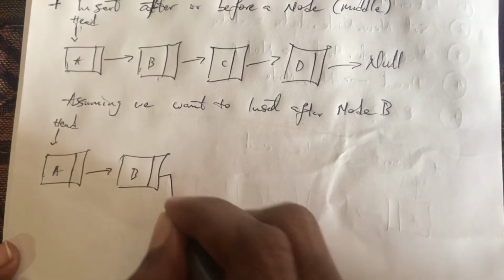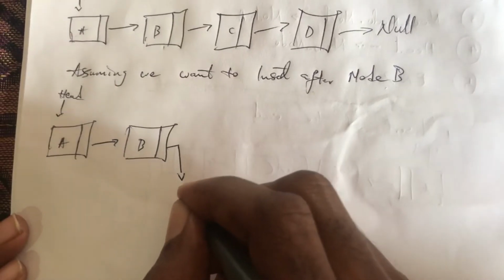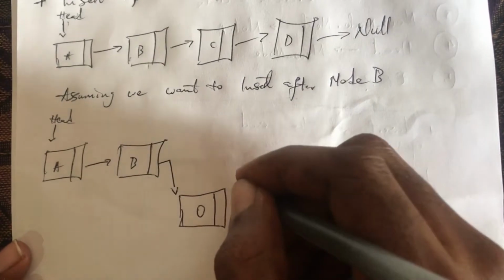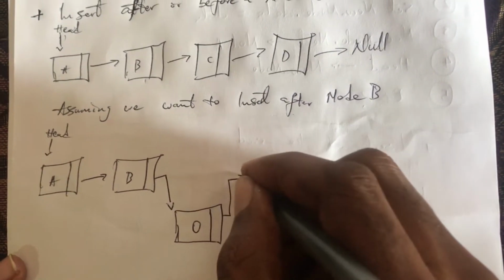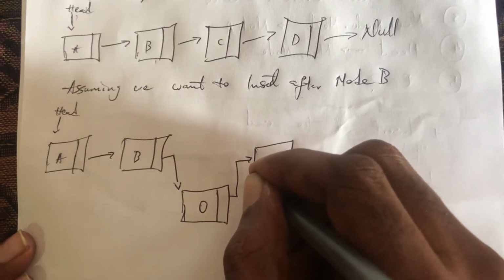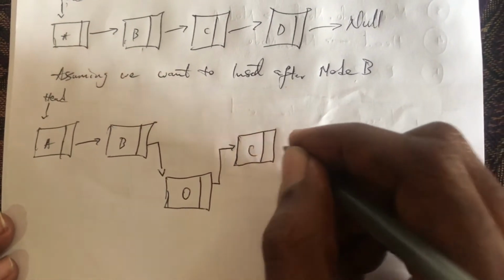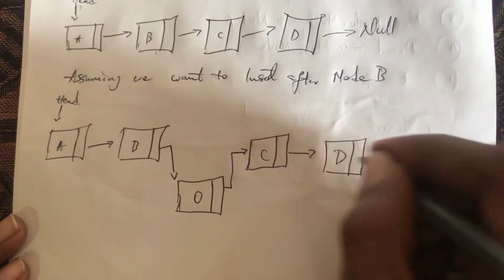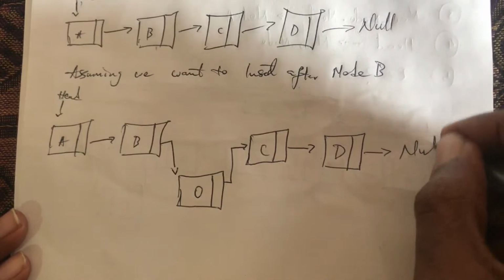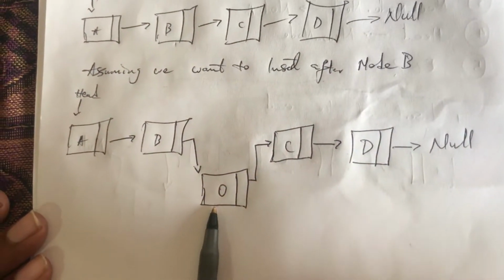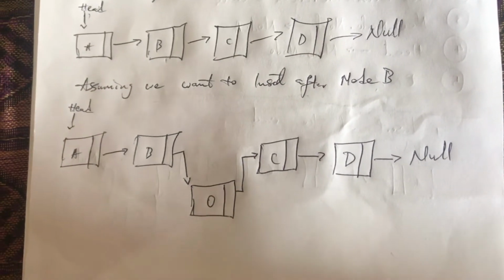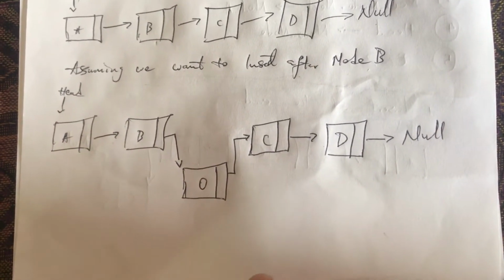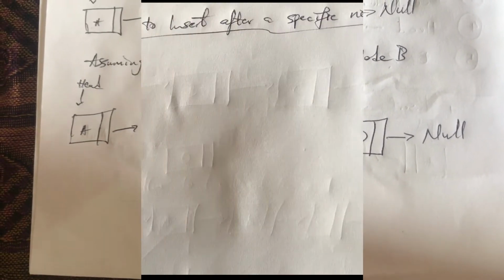So node B now points to our new node, which is O, and our new node O points to C. Then C points to D, and D points to null, and that's how O is inserted in the linked list. So it's just all about manipulating the pointer that you point to the next node, or the previous one points to the new node, just like that.